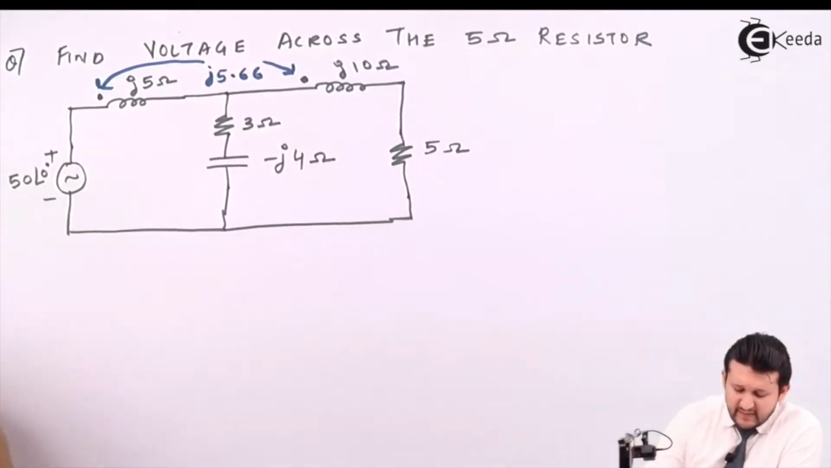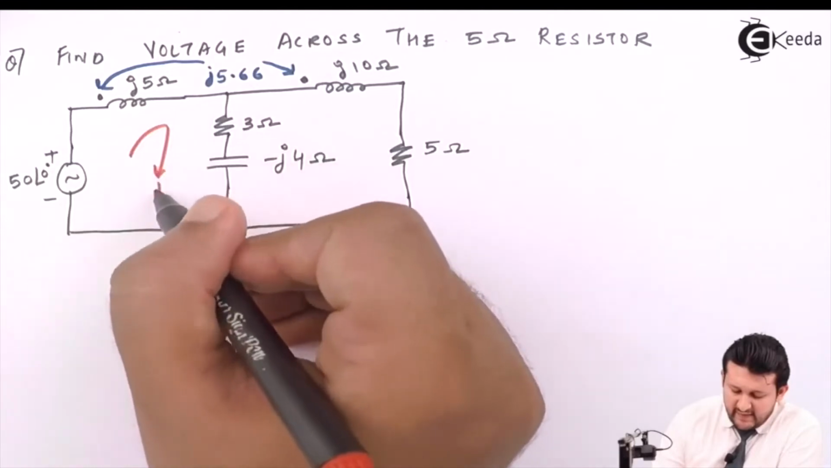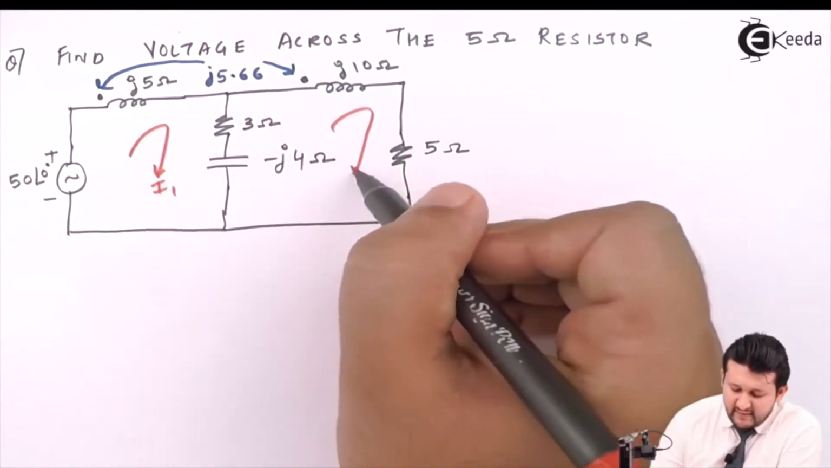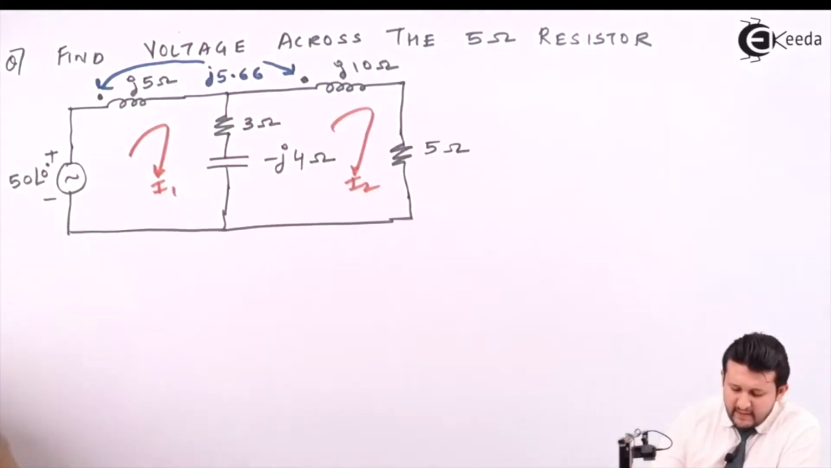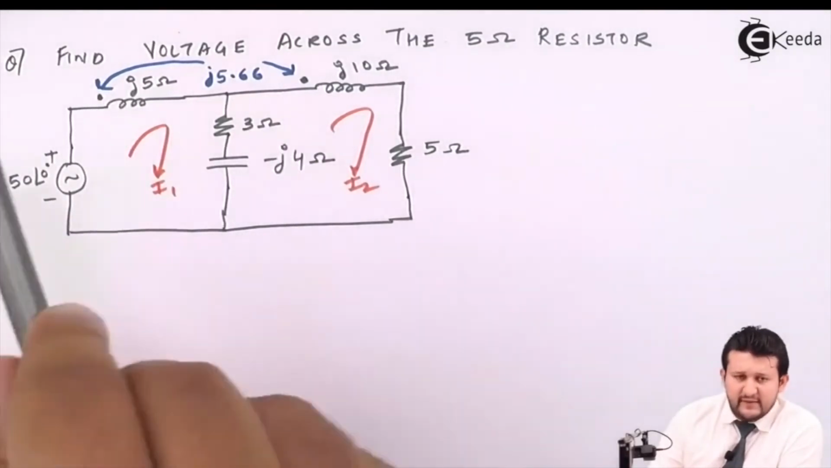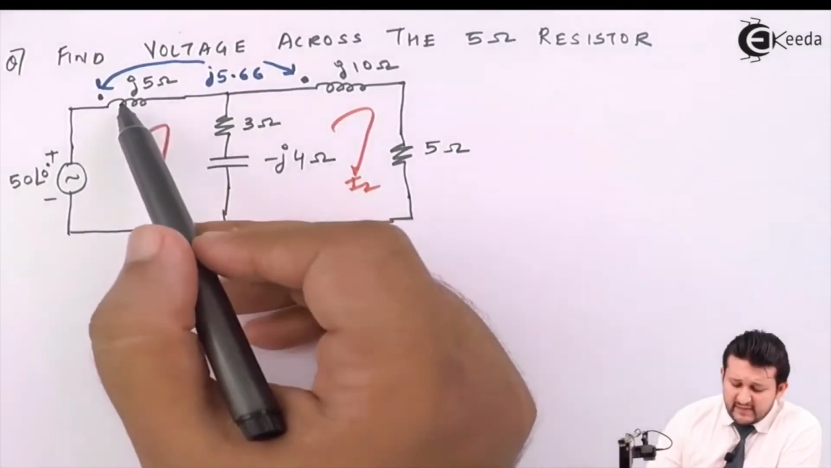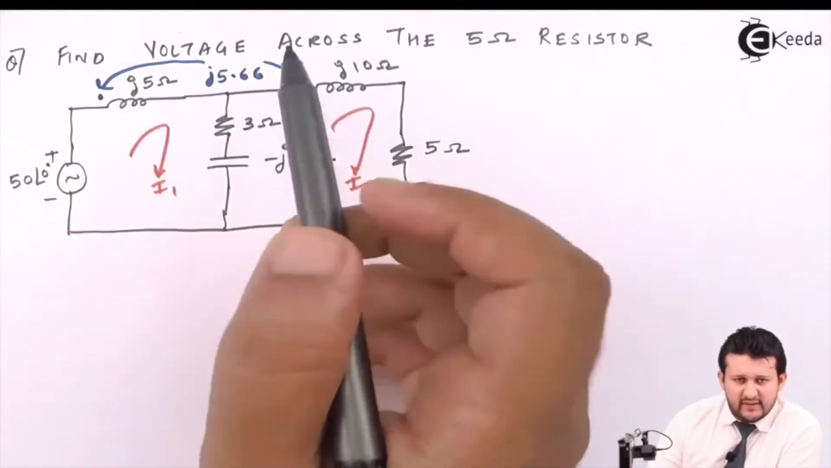So let's do it. I have two smaller loops in this. The first one will be taken as I1, the second one will be taken as I2. The logic is that you cannot apply KVL when you have coupled points, so you need to replace it by a voltage source. That's the first point. So let's replace both the coupling by a voltage source. The voltage source will be in series with your inductor in both the cases.